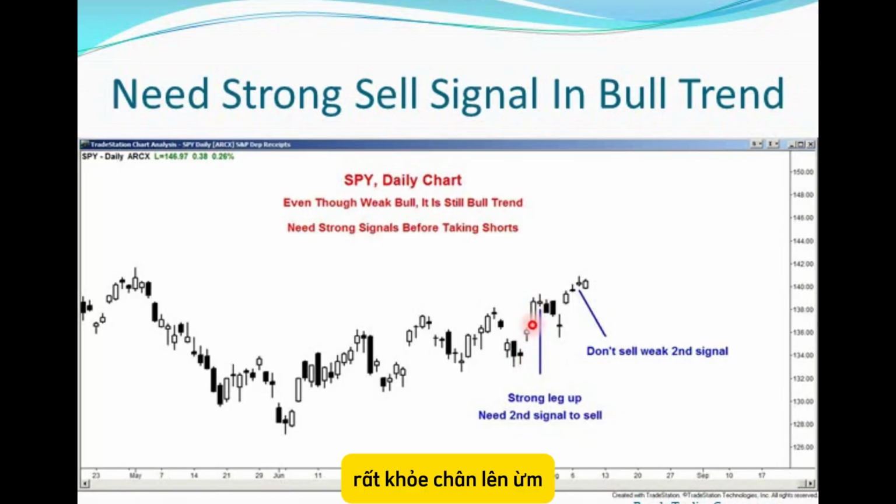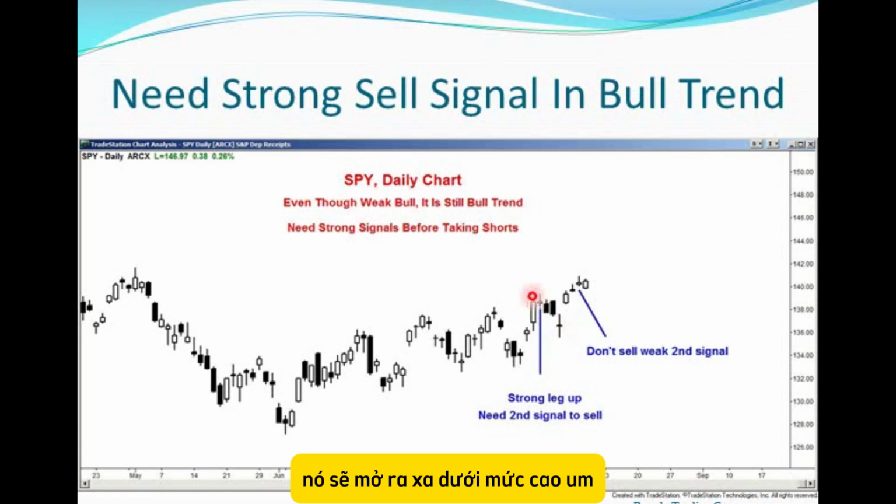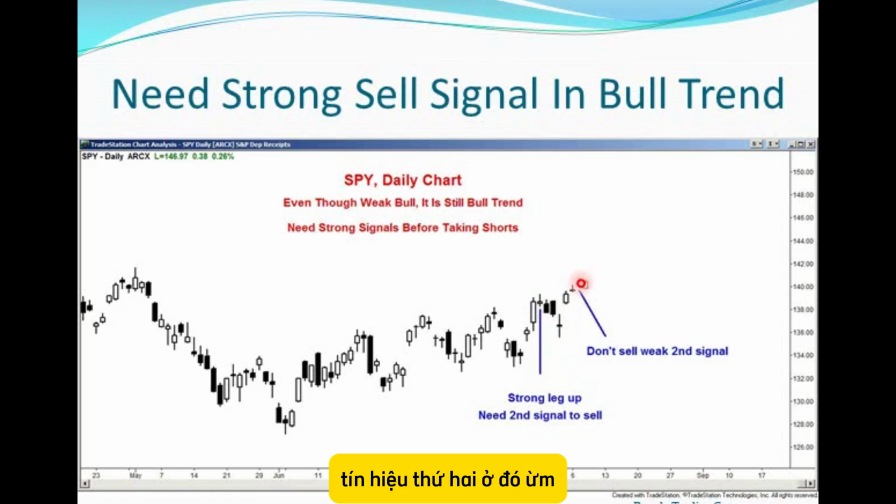So a pretty strong leg up, I would not take that short. You can argue second signal, but the market opened down here, and I would have pulled my order before the open when I saw that it was going to open this far below the high. So what about selling up here? Arguably a second signal, first signal here, second signal there. I would not. You got 2 very small doji bars, not a lot of selling pressure. I would not take the shorts.